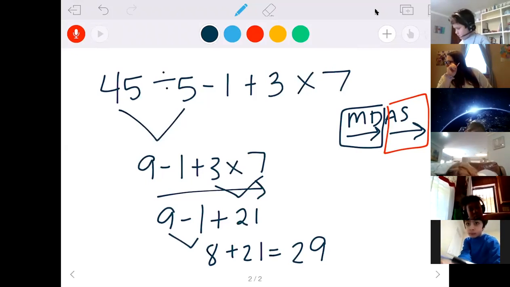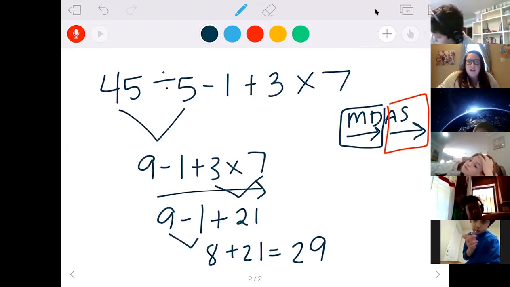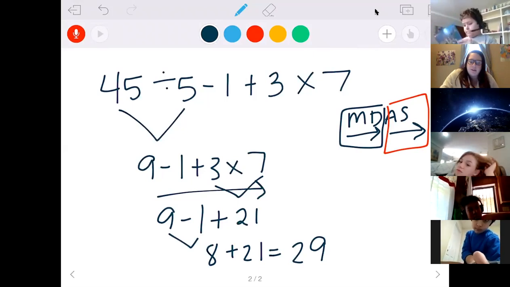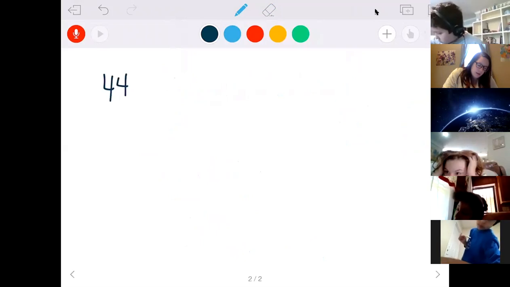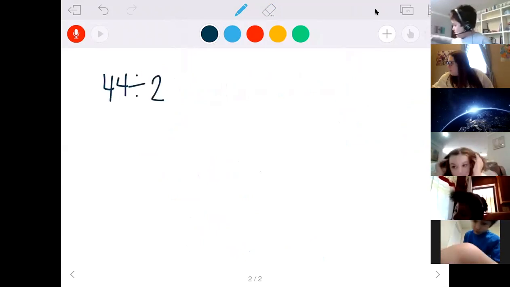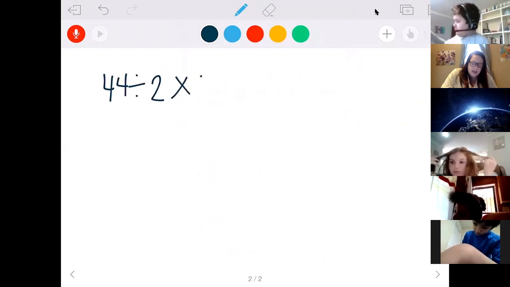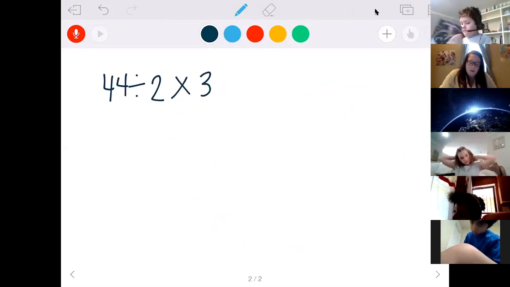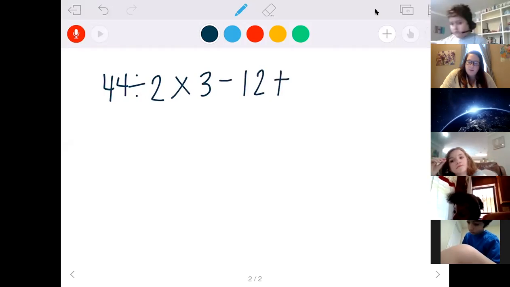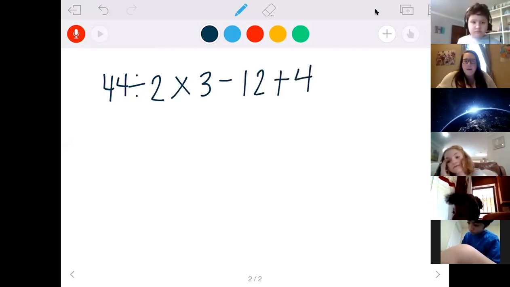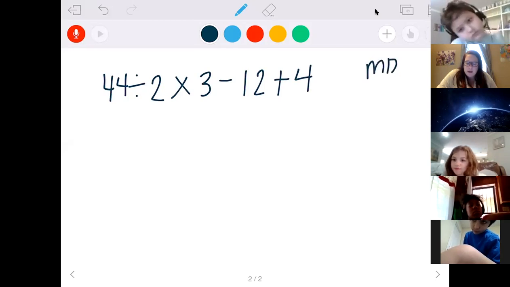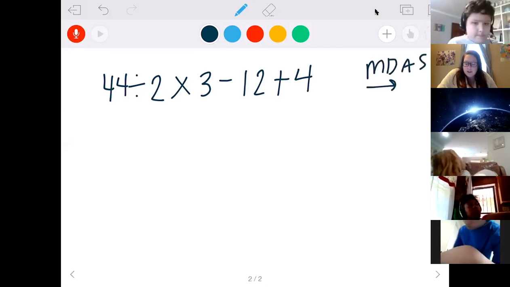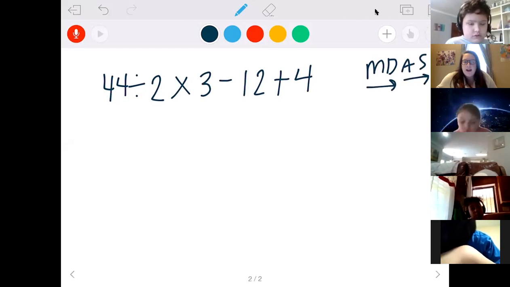So the one I want you to do, I'm going to give you a harder one because I feel like you guys are there now. You know how to do all of these. So the one I want you to do is 44 divided by 2 times 3 minus 12 plus 4. Okay? 44 divided by 2 times 3 minus 12 plus 4. I'm going to write My Dear Aunt Sally over here so you can remember it. So try that one out.